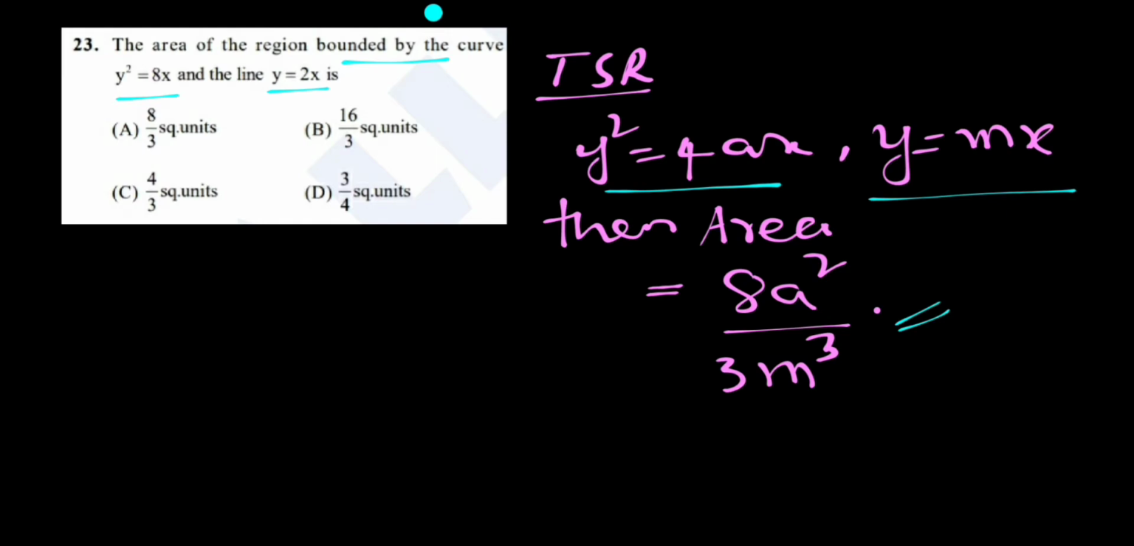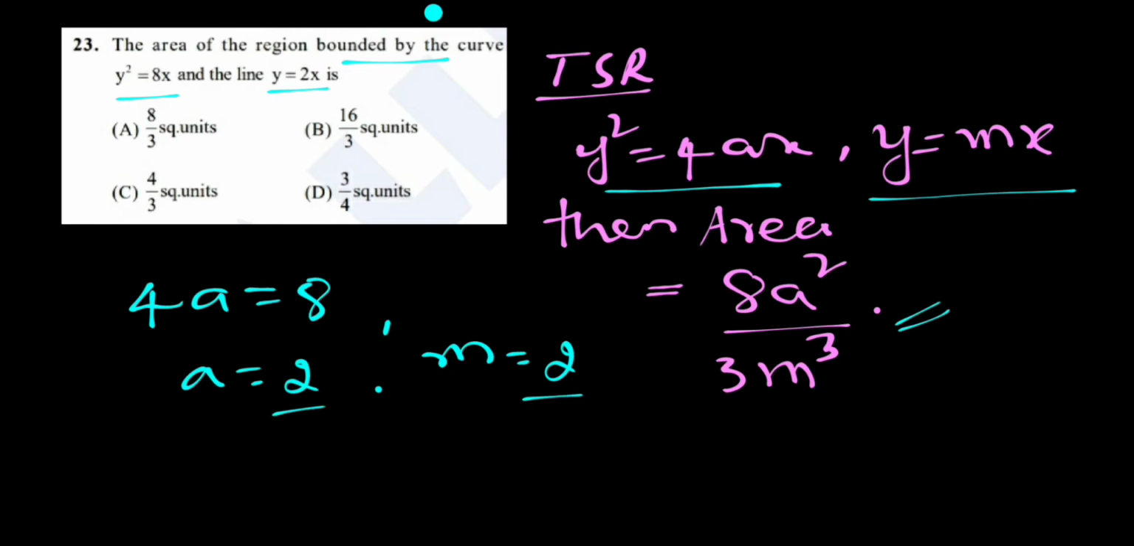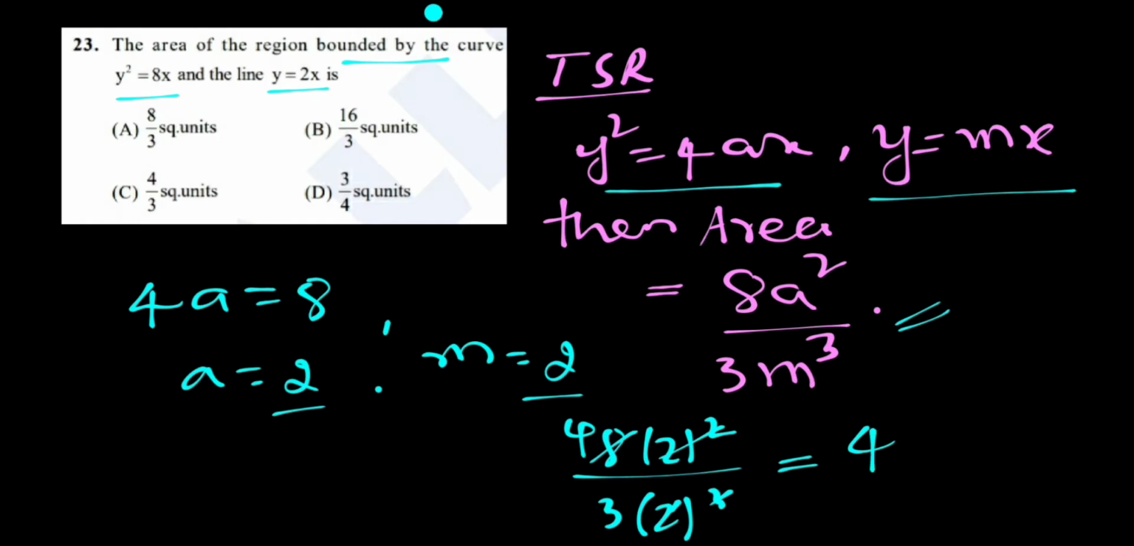So here, compare the given equation with this equation. 4a is equal to 8, so you will get a is equal to 2, and m is also equal to 2. Substitute in this formula: 8 into 2 square divided by 3 into 2 cube. Here 2 square and 2 cube cancel. 2 ones are 2, 2 fours are 8, so 4 by 3 square units is the answer. Option C is the correct answer.